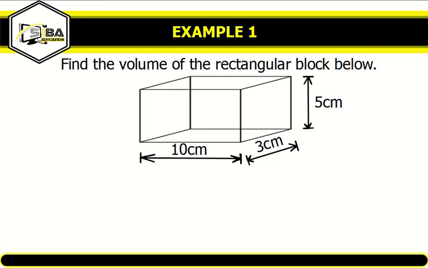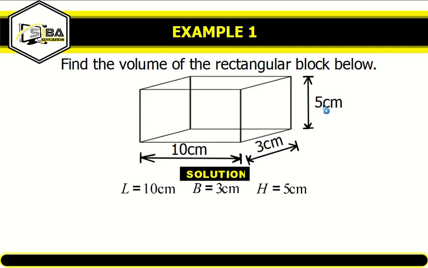As you can see on the screen, we have a cuboid with dimensions 10 centimeters, 3 centimeters, and 5 centimeters. We have to find the volume of this cuboid. So we can all see that the length of the cuboid is 10 centimeters, the breadth is 3 centimeters, and the height is 5 centimeters. And we just derived that the volume of a cuboid is given by multiplying the length, breadth, and the height.